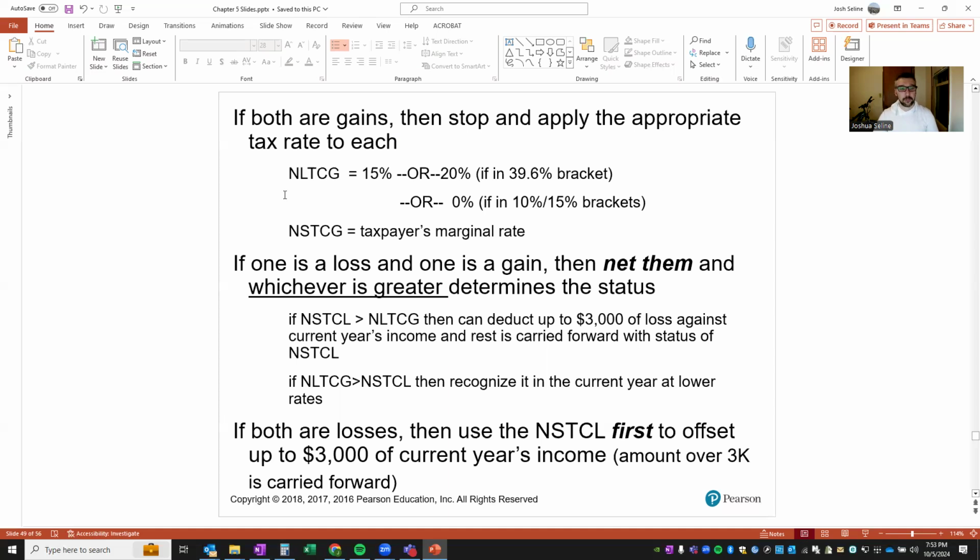If the short-term capital losses are greater than the long-term capital gains, you deduct $3,000 of loss against the current year's income. The rest is carried forward with the status of net short-term capital loss. And if your long-term capital gains are greater, then you recognize it currently. And if both are losses, then you say, okay, my net short-term capital losses are first to offset. Short-term typically comes first. It has less value to a taxpayer as opposed to long-term, and so that gets used up first.